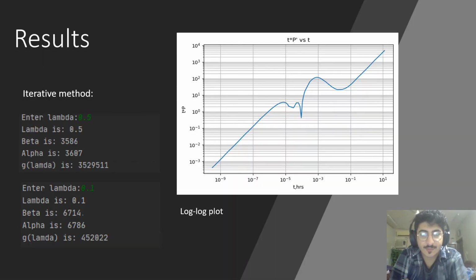Two iterations have been done. In the first iteration, lambda was chosen as 0.5, and beta and alpha values are as shown. But our g lambda function hasn't been close to 0. The second iteration used 0.1 for lambda. Beta and alpha are as shown, and again our g lambda value is not close to 0.